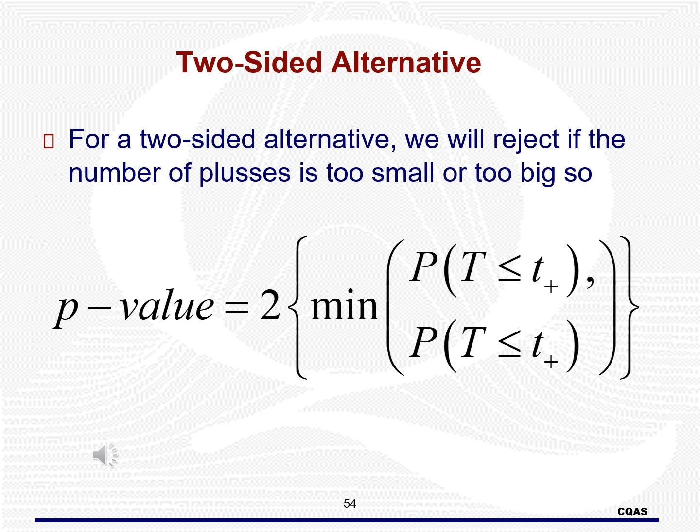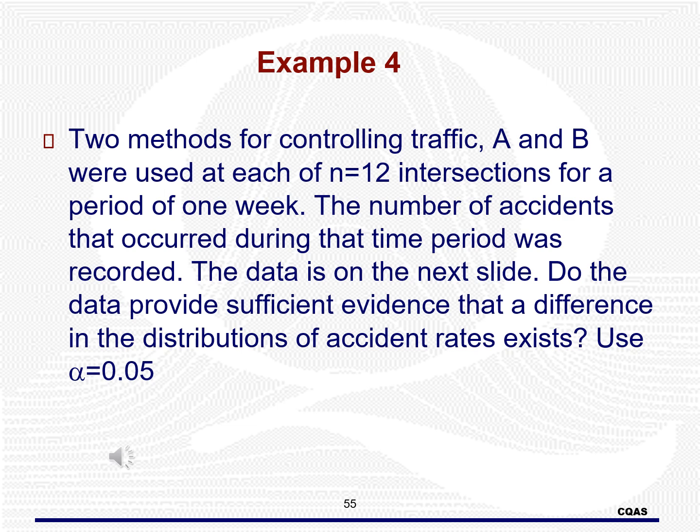Let's look at an example. Based on this example, this is a dependent situation. This is because it is the same intersection used for both method A and B.